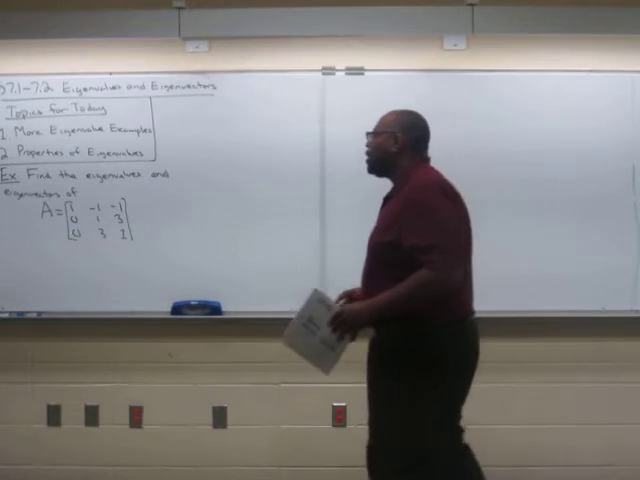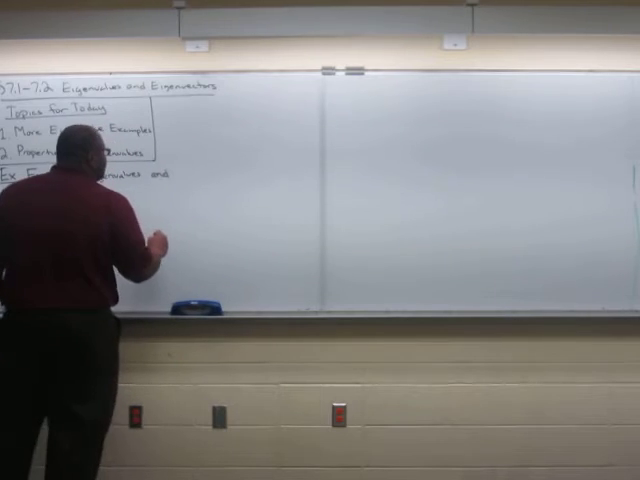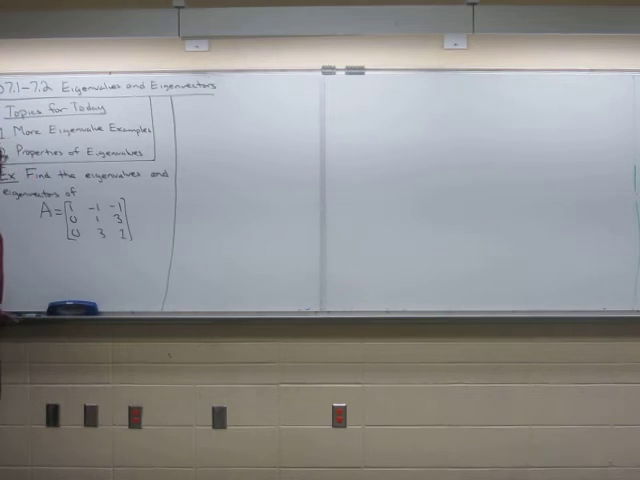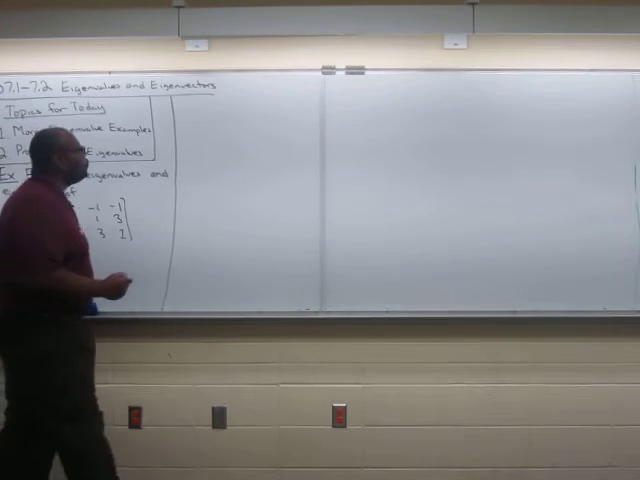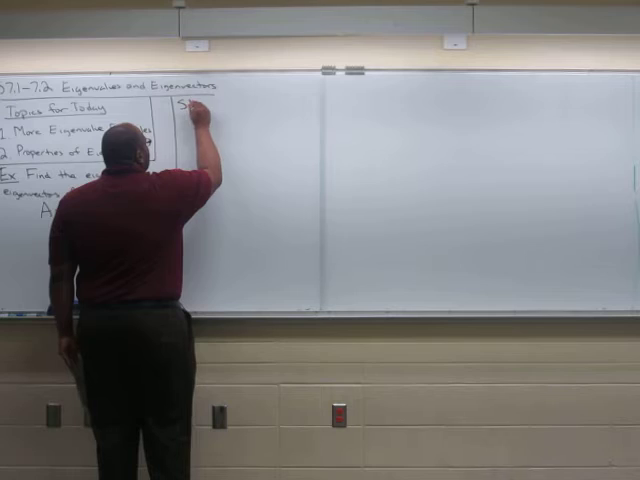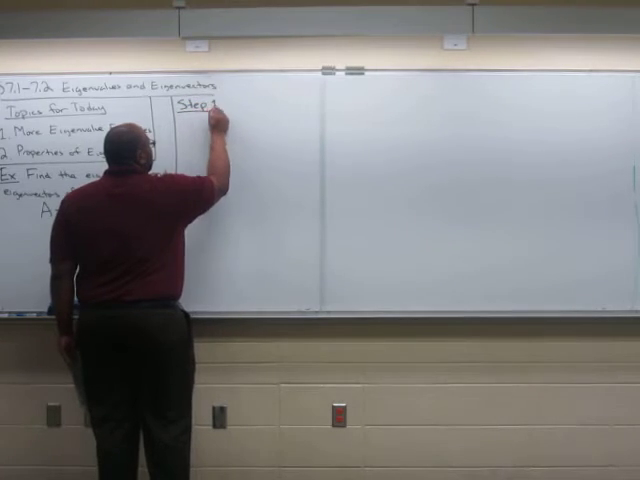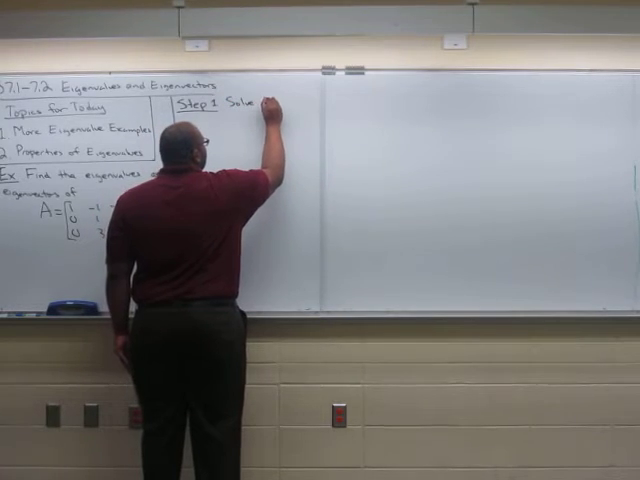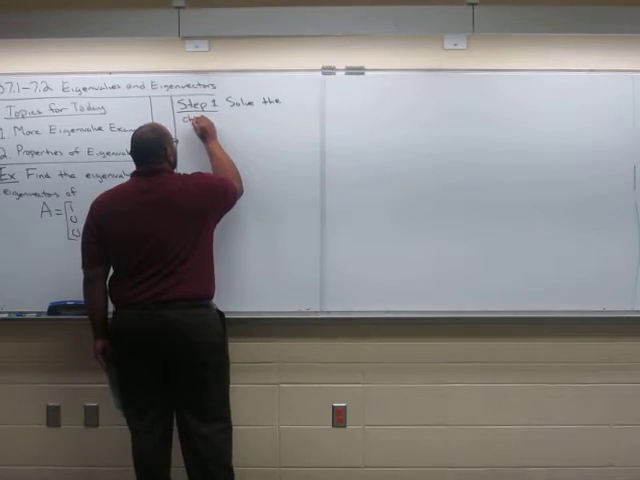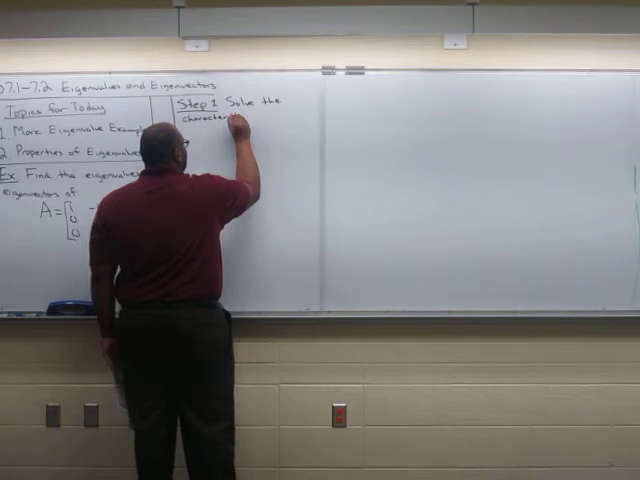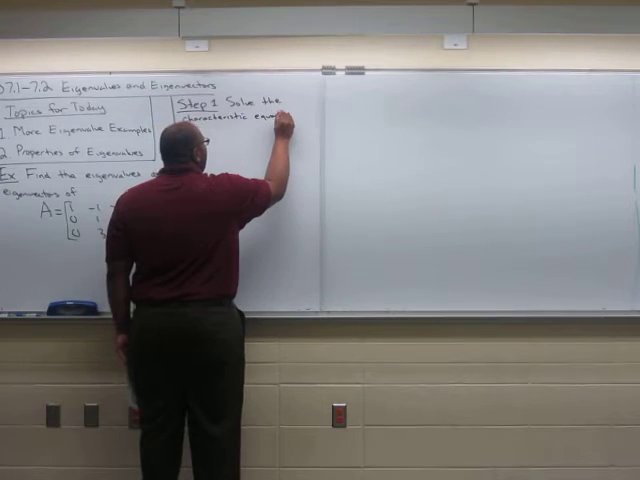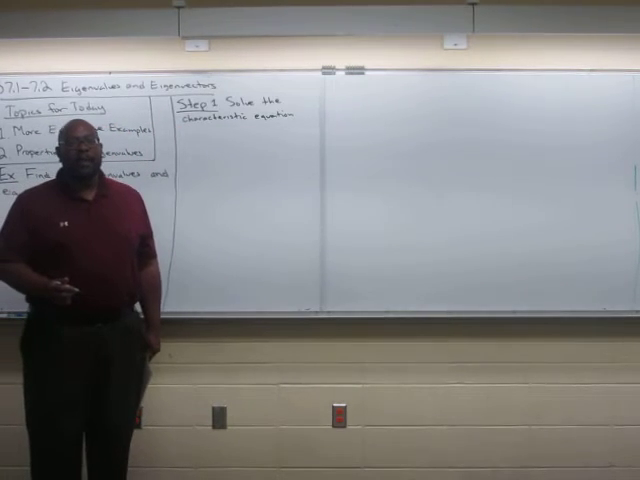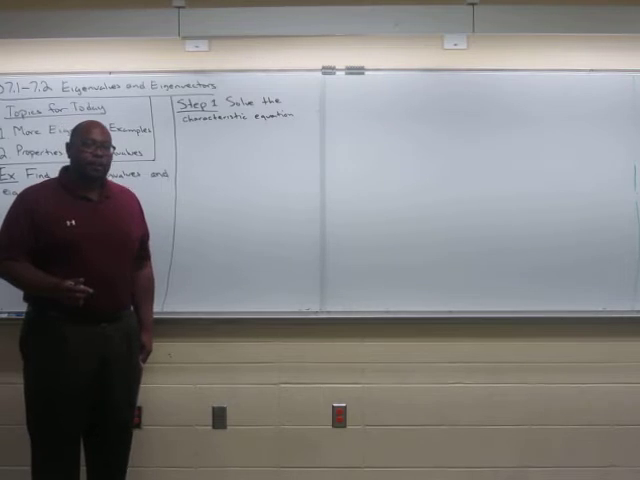So our first step, just like we did before, I'm going to squeeze that in here to conserve a little bit of space. Step 1: I want to solve the characteristic equation. Remember, that was when the determinant of A minus lambda I equals 0.